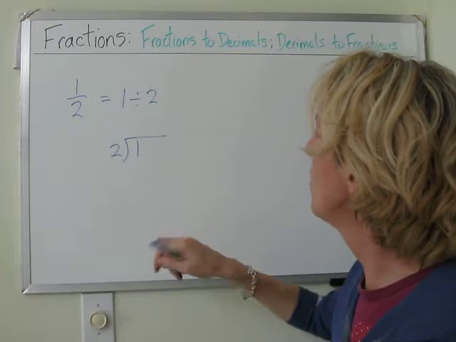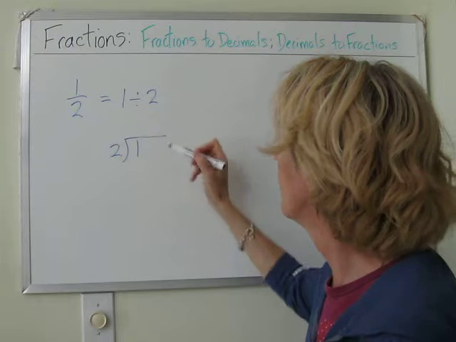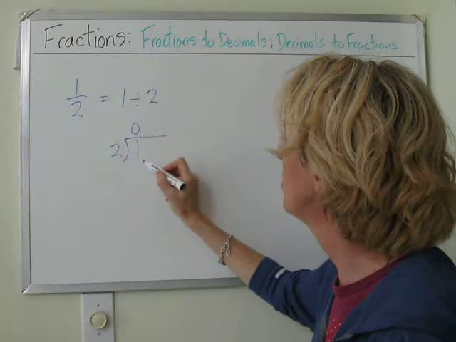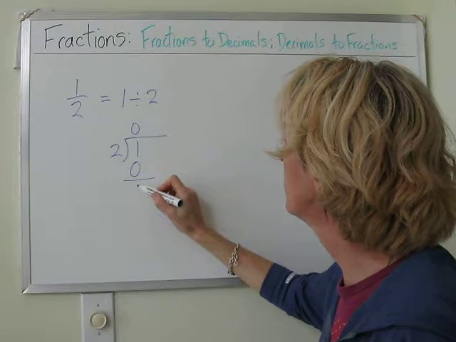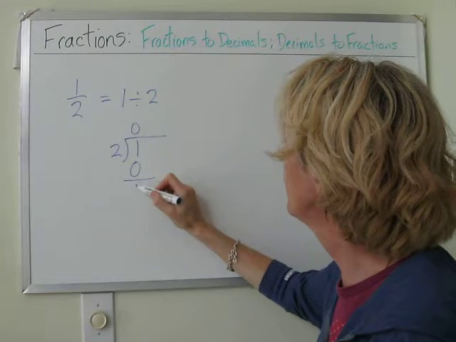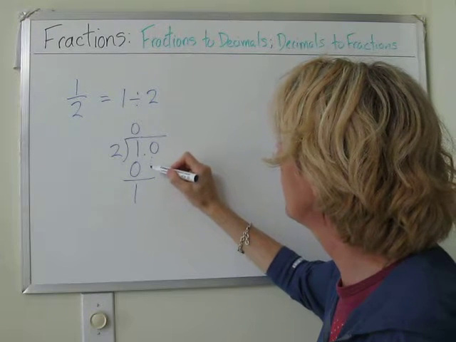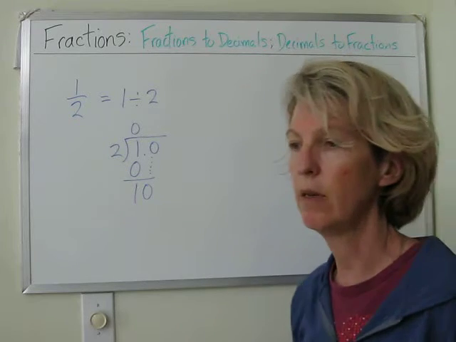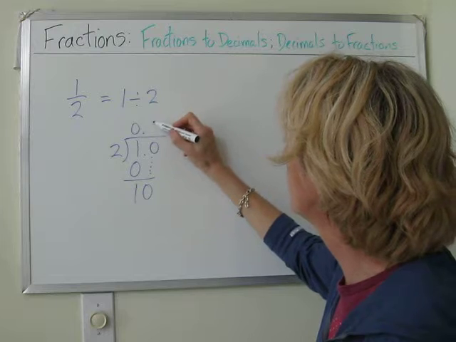All right, now, how many times does 2 divide into 1? 0. Okay, let's put that there. 0 times 2? 0. And 1 minus 0? 1. Now, what do we do next? We have to bring down the 0. Good. Now, how many times does 2 divide into 10? 5 times. And where does the 5 go, honey? Beside the 0, up here.